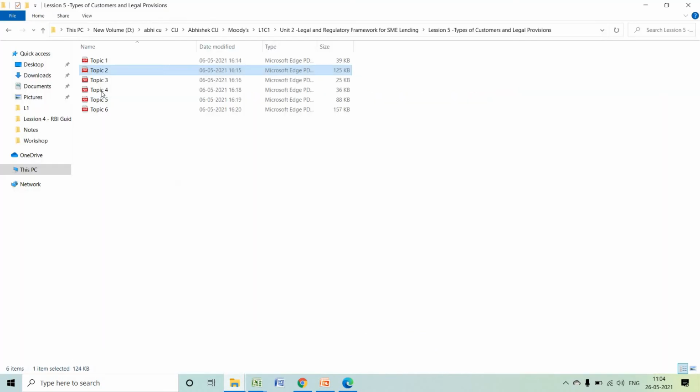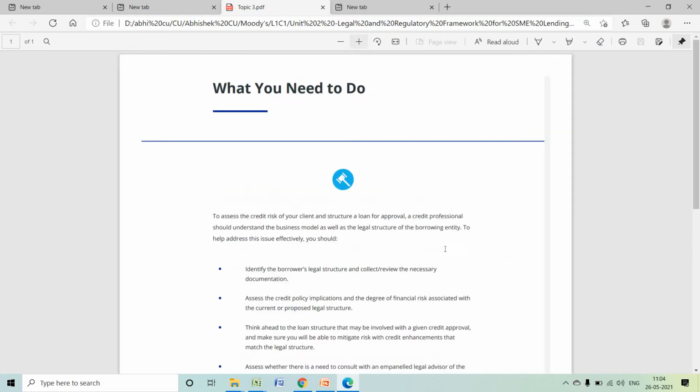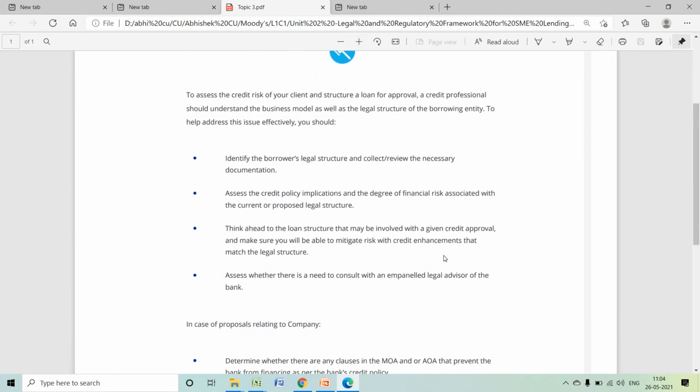Let us go to topic 3. To assess the credit risk of your client and structure a loan for approval, credit professionals should understand the basic business model. So first of all, you have to understand the basic business model as well as the legal structure of the borrowing entity. To address this issue effectively, you should identify the borrower's legal structure and collect and review necessary documentation.